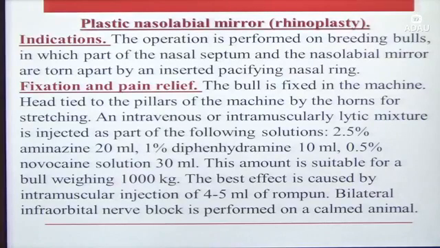After that we can inject it. But this mixture we use only for breeding bulls which weigh 1,000 kilograms. And the best effect is caused by the intramuscular injection after 4-5 minutes. And I think this anesthesia will be very useful in calm animals. And this operation lasts 1 to 1.5 hours.